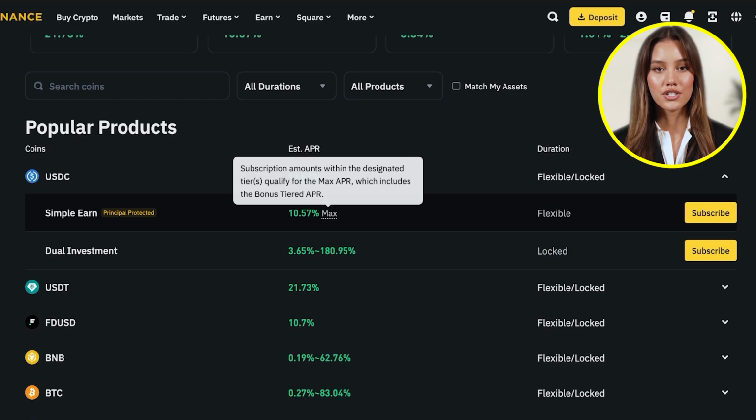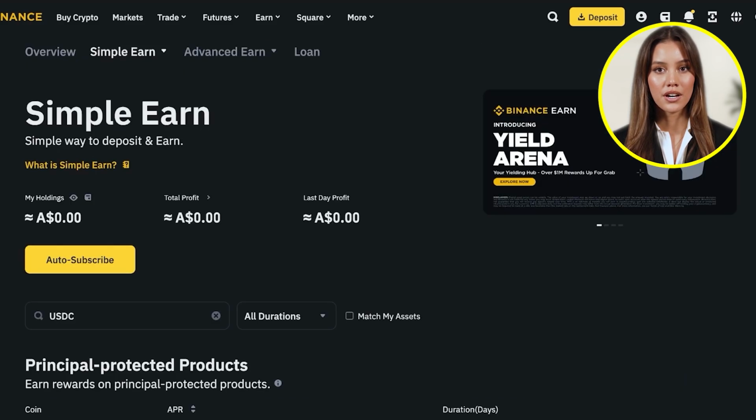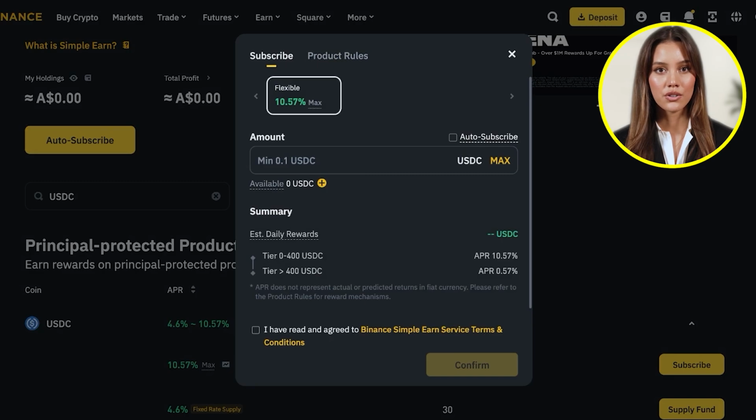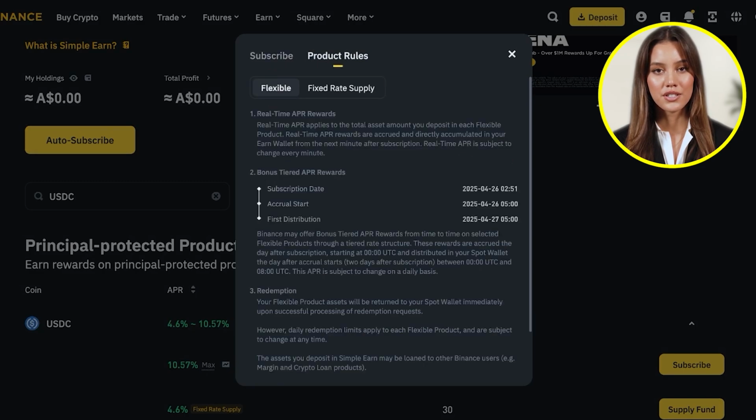So you can click on subscribe, you can go into flexible and locked. Now flexible has different product rules and locked has different. In flexible, you put in the money, and after a couple of hours the accrual is going to start and you're going to basically start making interest on it. And then you have your first distribution after 1 day or 2 days, and that is your fixed rate. And this is your flexible rate.